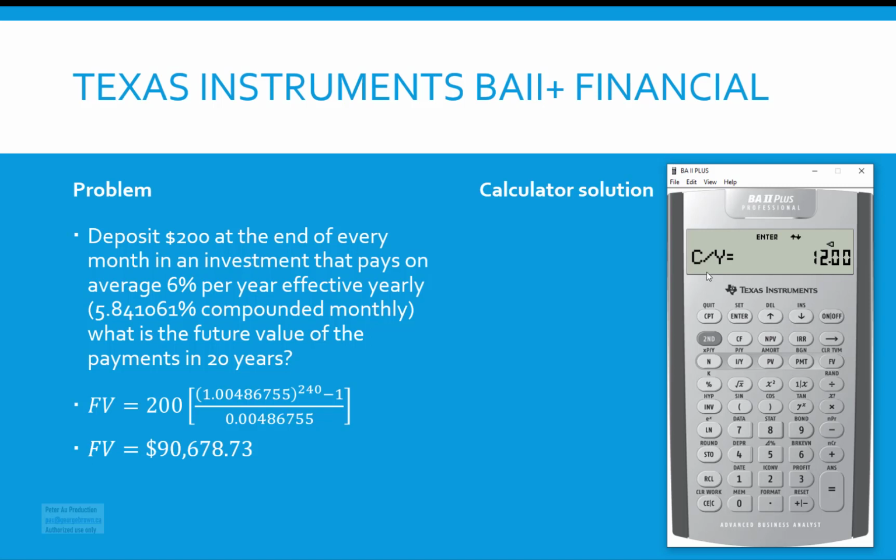The display changes to C/Y, which represents compounds per year. Since this is 6% per year effective yearly, the compounds per year is 1. Press 1 and press enter. We've now set our calculator to 12 payments per year and 1 compound per year. We leave this menu by pressing second function, quit.